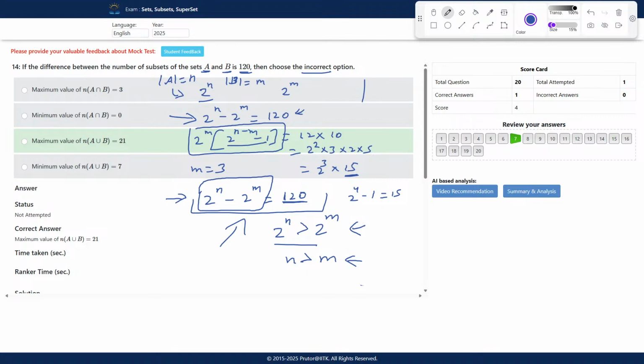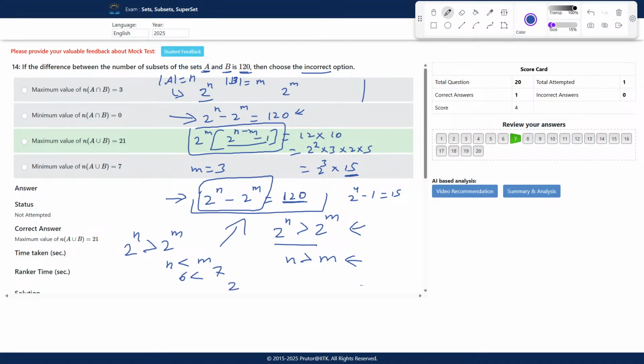So, okay. Let me again clear it. So we are having 2 raised power n is strictly greater than 2 raised power m. Very simple. Suppose n is smaller than m. Suppose n is smaller than m. Meaning, for example, let's take an example. So say 6 is smaller than 7. Yes, 6 is smaller than 7.